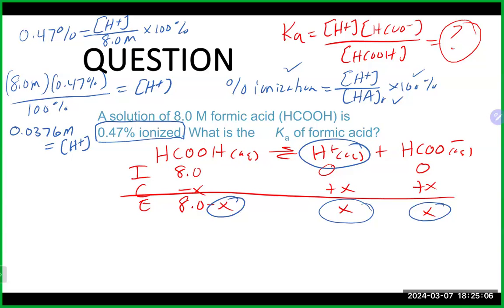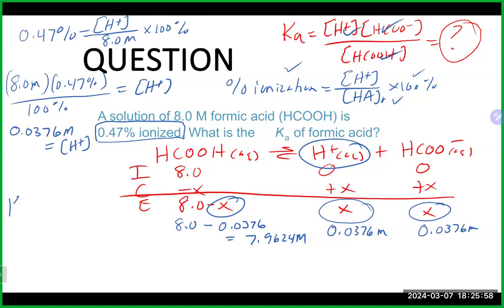So very similar to the equilibrium experiment we did, we work backwards in the ice table. Here we could use that percent ionization to figure out the H plus concentration at equilibrium, which from our ice table is basically all of our X values. So now we could actually get numbers for all those guys at equilibrium. The H plus would be 0.0376. So would our formate. And our formic acid at the end here would be 8 minus 0.0376, and that's going to give us 7.9624.